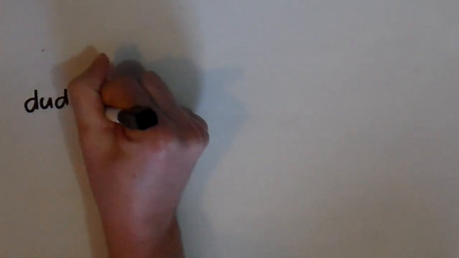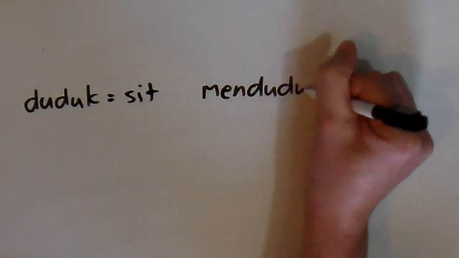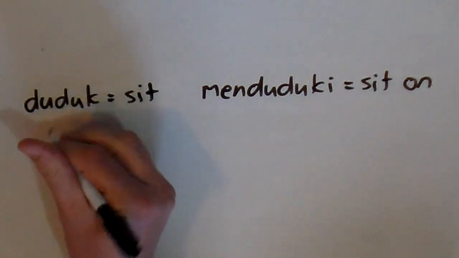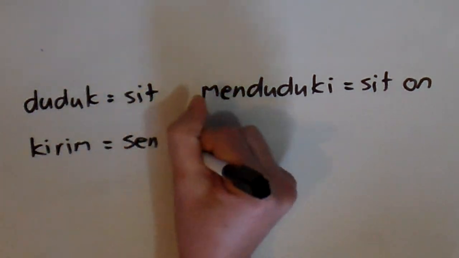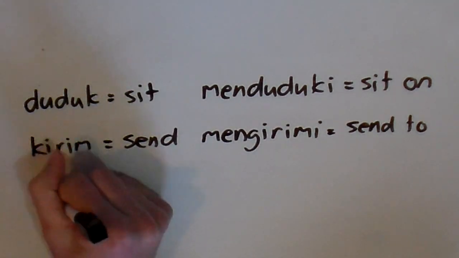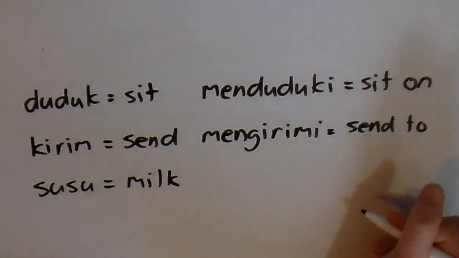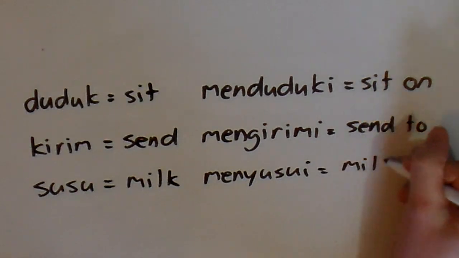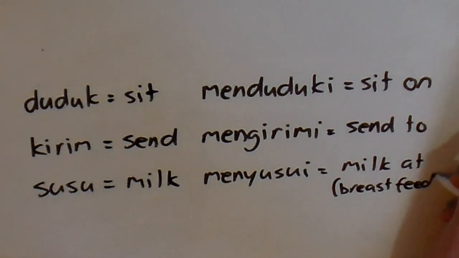Just to reassure you that not all words are weird, some of the more typical examples of the I suffix are menduduki, which means to sit on something, mengirimi, which means to send to someone or something, and menyusui, which means to milk in someone's direction or to breastfeed.